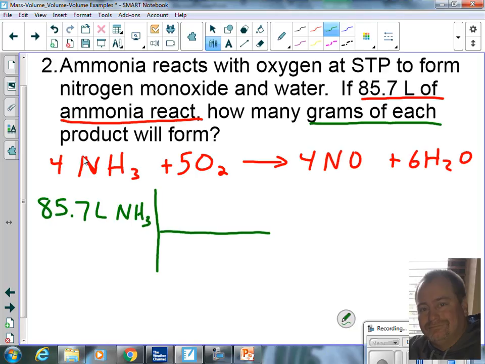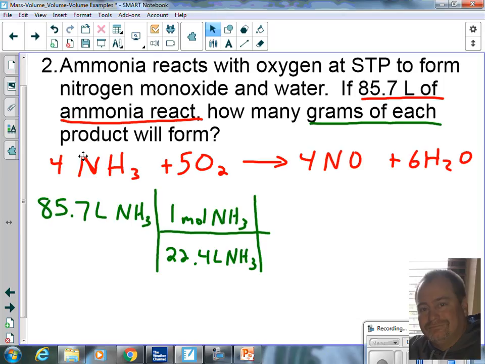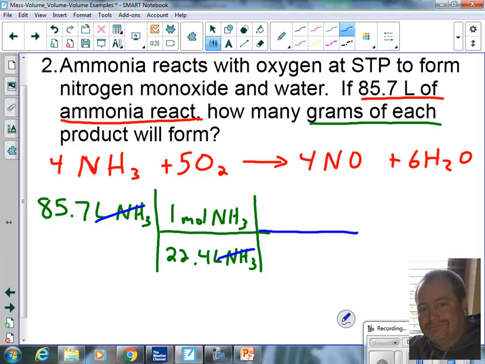I have liters of ammonia. I know that 22.4 liters of ammonia is 1 mole of ammonia. My liters of ammonia cancel. I've now converted that into moles of ammonia. Now I need to use my molar ratio to go from my known to my unknown.